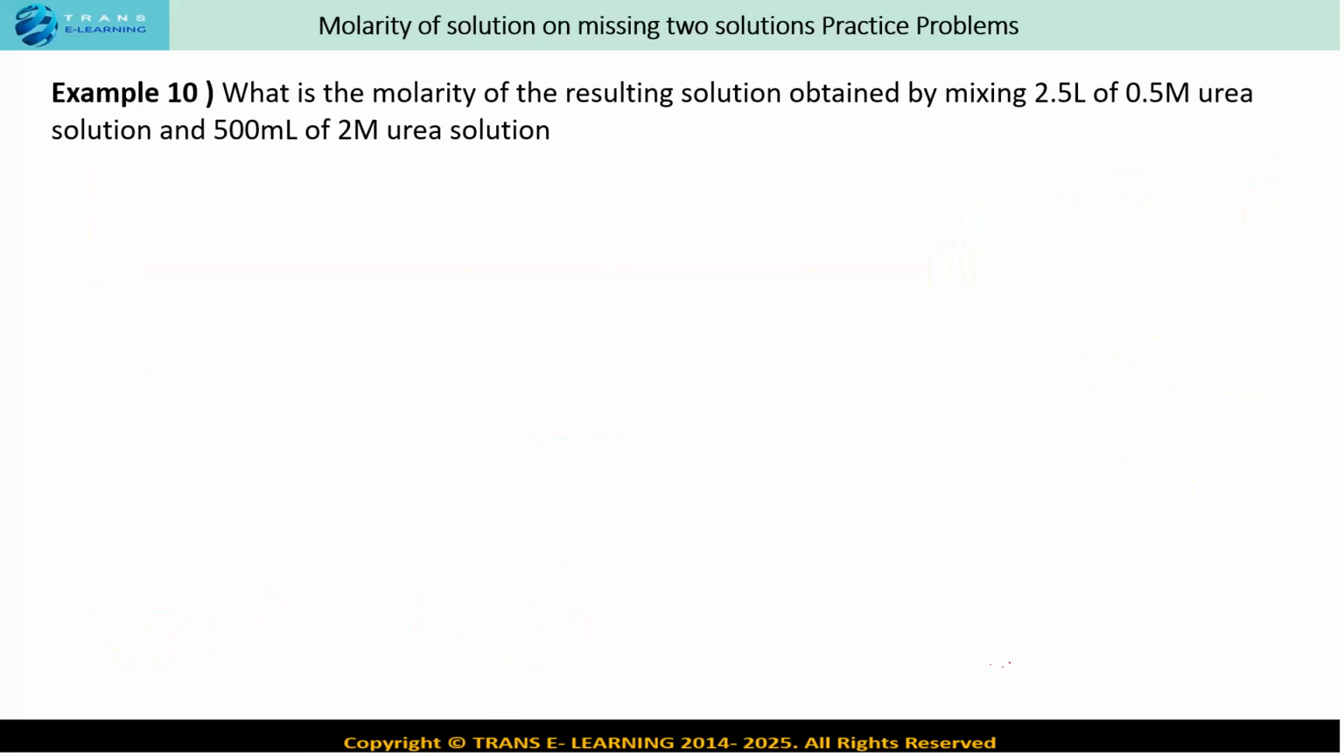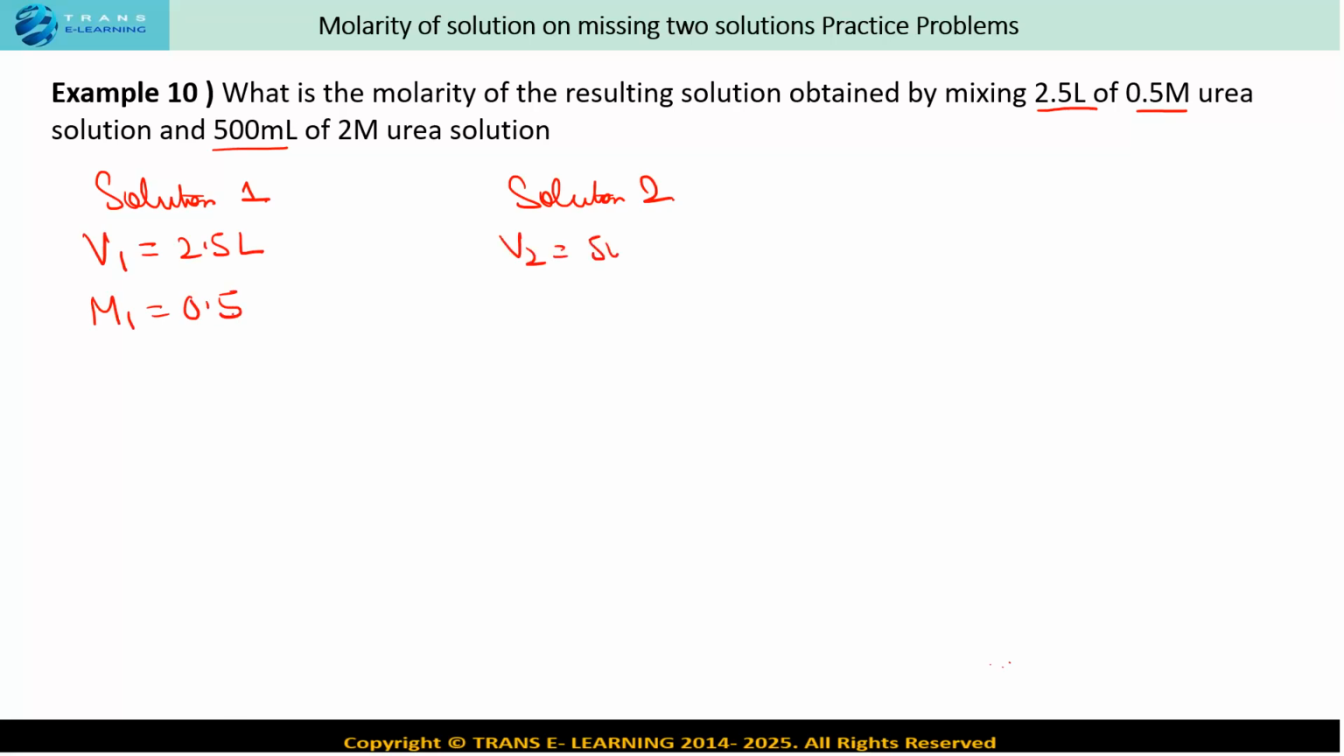Now let us do one example based on this. What is the molarity of the resulting solution obtained by mixing 2.5 liter of 0.5 M urea solution and 500 ml of 2 M urea solution? Let us consider solution 1 and solution 2. Here the volume 1 is given as 2.5 liter and the molarity 1 is 0.5. Volume 2 is given as 500 ml and the molarity 2 is 2 M. First of all, you have to convert this into liter, that is 500 divided by 1000. This will come out to be 0.5 liter.